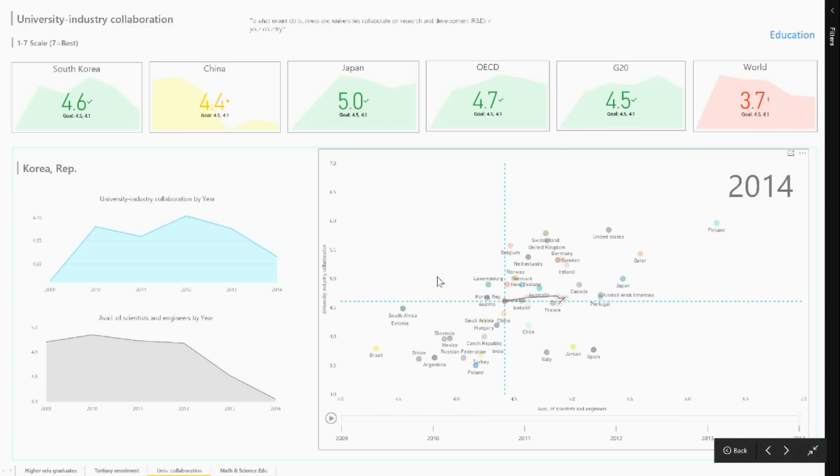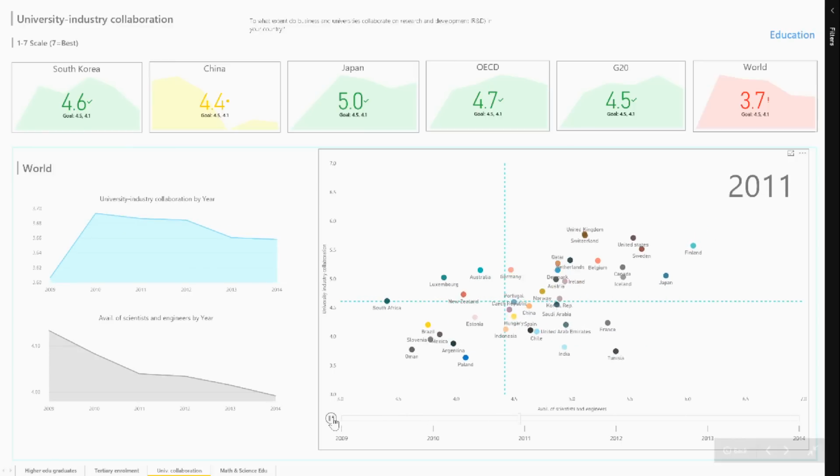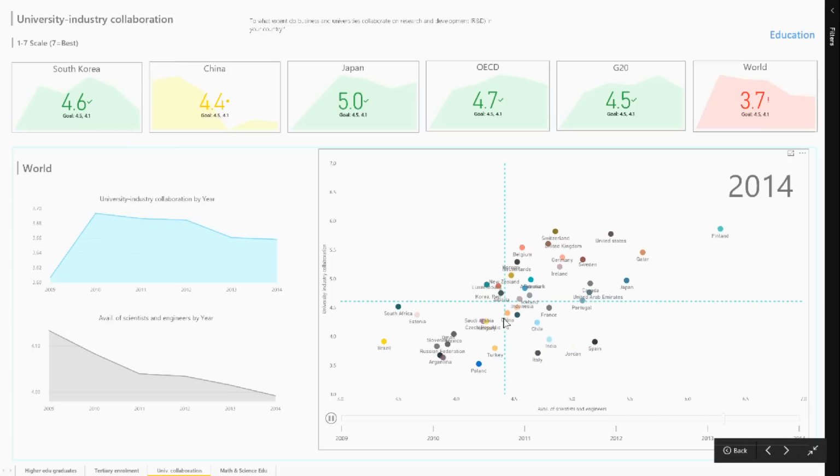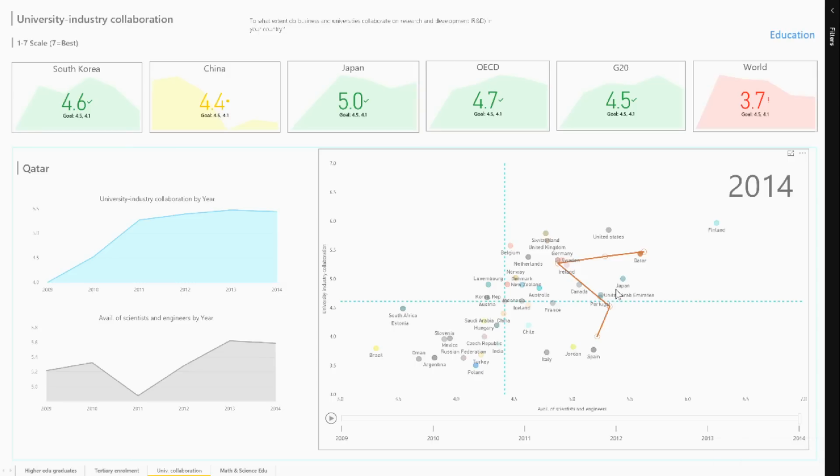Another way to use a scatter chart is to try to find any outlier or anything we need to pay attention to. So in this case, there's one country moving really fast, which is Qatar. And they significantly improved on university and industry collaboration. By the way, this is public data from the World Bank, so nothing confidential. But I manipulated the data, so please don't make decisions on this, okay?